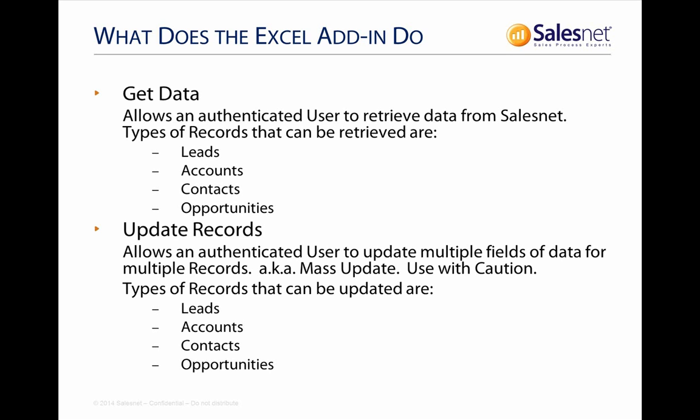We also have functionality to update records from Excel into Salesnet. Again, this allows a valid user, or someone who's been granted permission, to update multiple fields of data in multiple records, also known as a mass update. For our administrators out there, we really want to advise you to grant this second piece of functionality, the permissions here, with caution, because it is a mass updating scenario. And we can update the same types of records that we can pull from, which are leads, accounts, contacts, and opportunities.